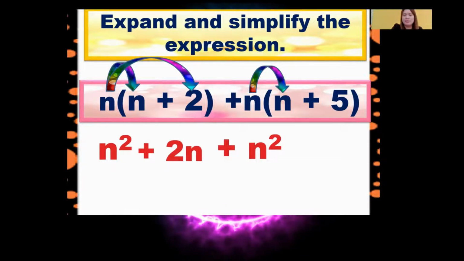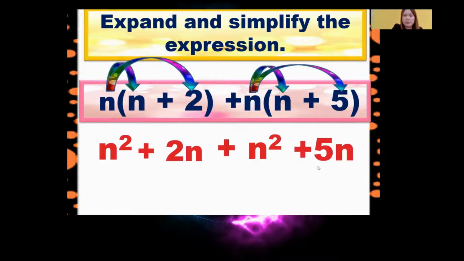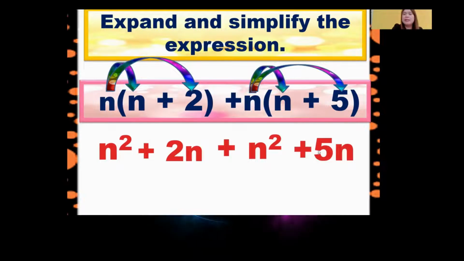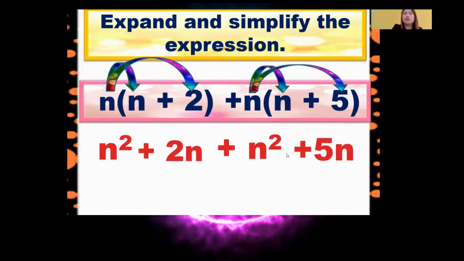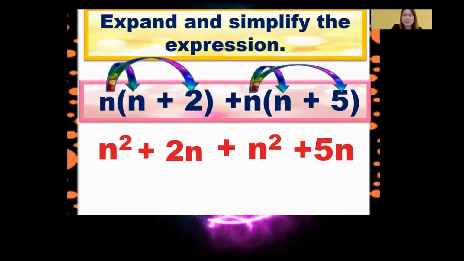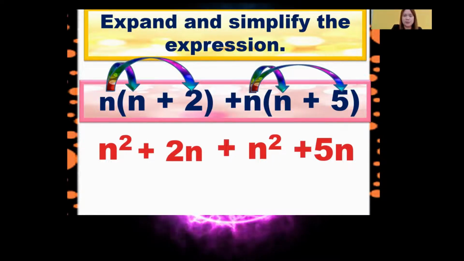N times 5, the correct way of writing it is 5n. And again, I put plus because this is positive times positive, the same sign, so it's positive. So do not just write 5n. Make sure you separate the terms with positive and negative signs. Now to simplify, we are done with expanding brackets. We have to simplify our answer by combining like terms.